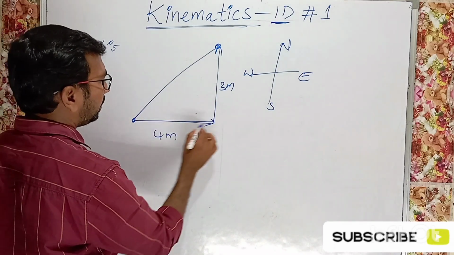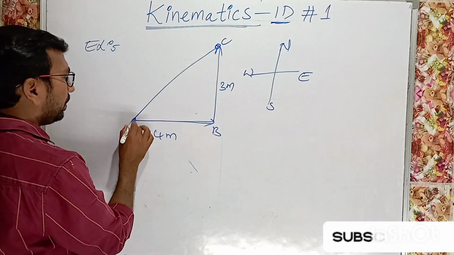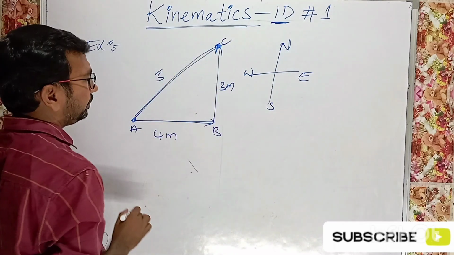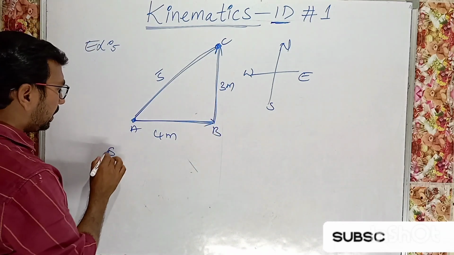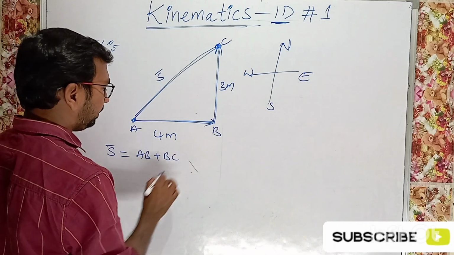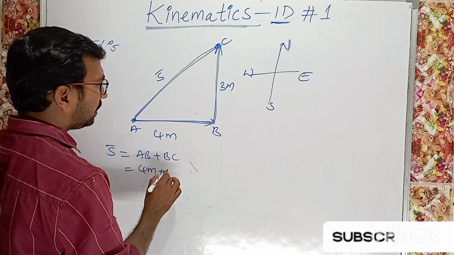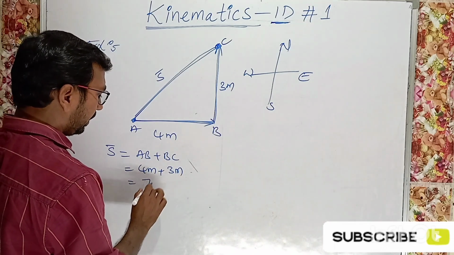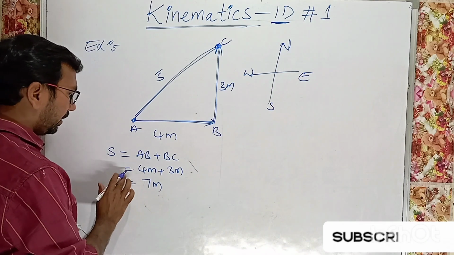Distance means length of the path. This is point A, this is point B, and this is point C. Consider the initial point is A and the final point is C. This is the shortest path, so this is displacement. Length of the path means A to B and B to C. So distance is A to B plus B to C. A to B is 4 meters and B to C is 3 meters. So 4 plus 3, 7 meters. So distance is 7 meters.